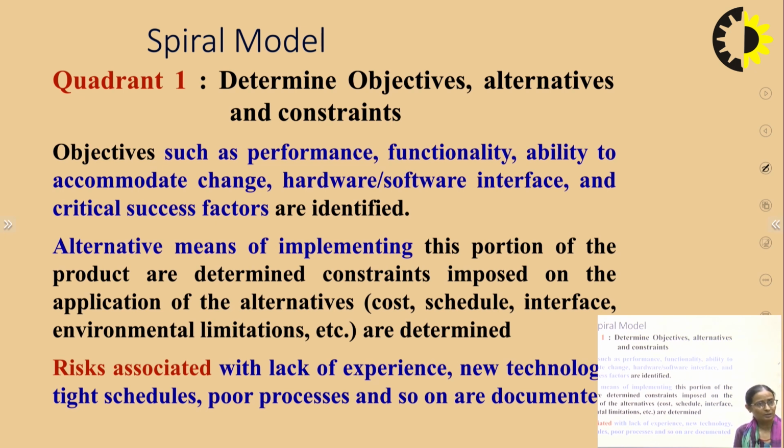Alternative means of implementing this portion of the product are determined. Constraints imposed on the application of the alternatives, that is cost, schedule, interface, environmental limitations and so on, and the risks associated with lack of experience, new technology, tight schedules, poor process and so on are documented.